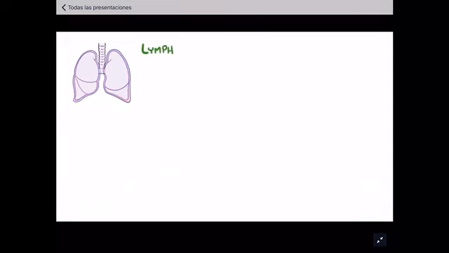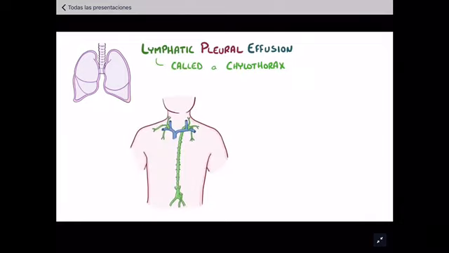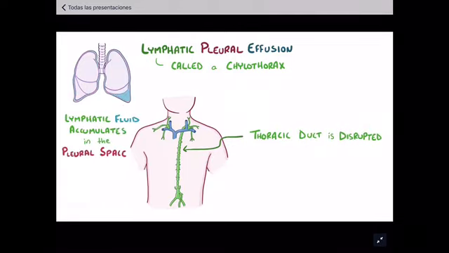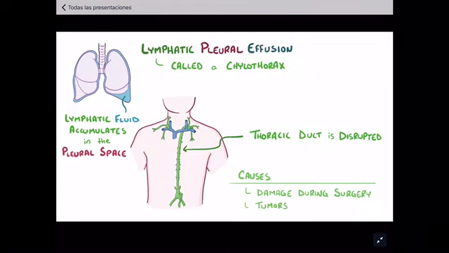Finally, there can be a lymphatic pleural effusion, called a chylothorax. In a chylothorax, the thoracic duct is disrupted, and lymphatic fluid accumulates in the pleural space. The most common cause of chylothorax is when the thoracic duct accidentally gets damaged during a thoracic surgery. But it can also be caused by tumors in the mediastinum that press up against the thoracic duct and compress it shut.